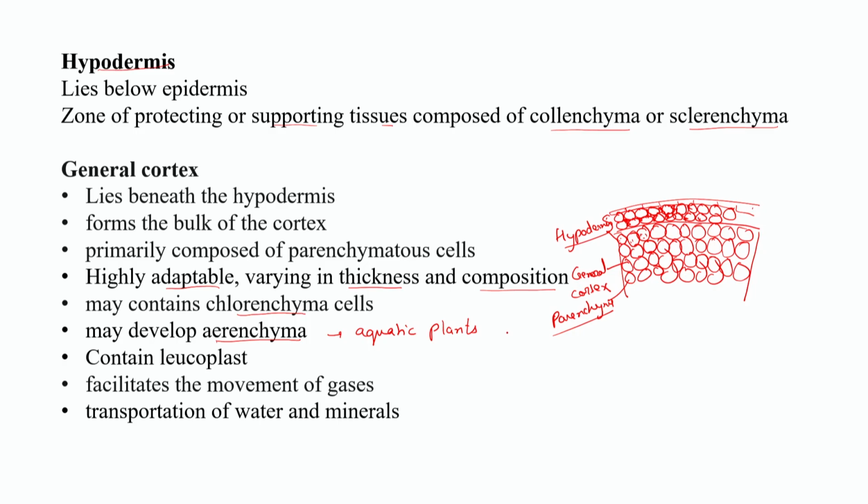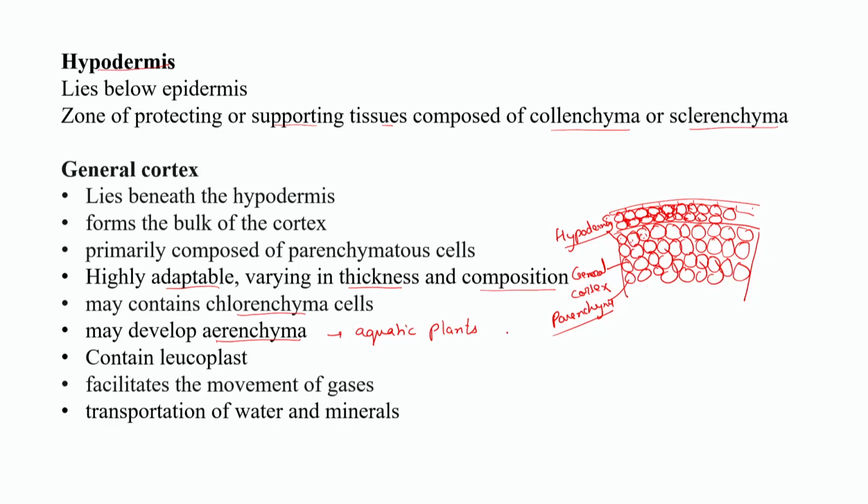Similarly, in rice, which is present in waterlogged situations, there also you will find a lot of aerenchyma. Now they contain leucoplasts, which we have also talked about. These are the plastids which perform the function of storage. So either they are storing starch or oils or proteins, so many things they will be storing. So they will contain leucoplasts.